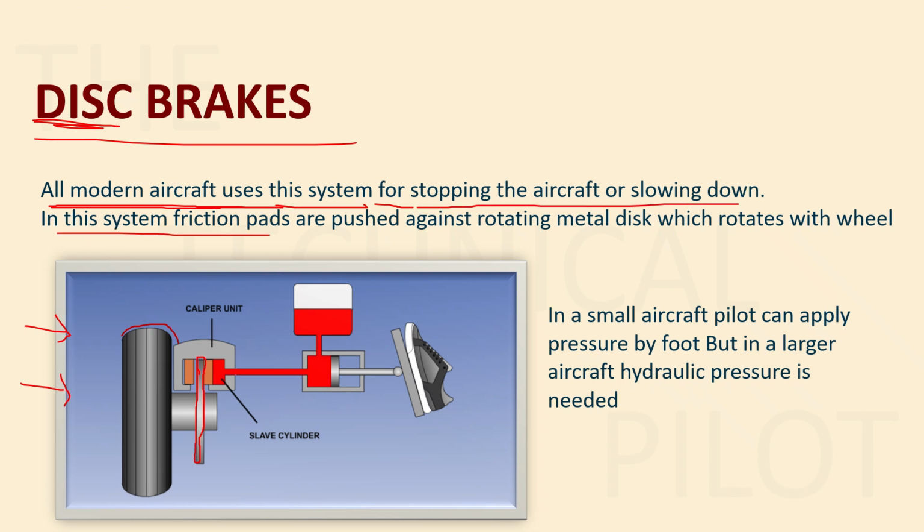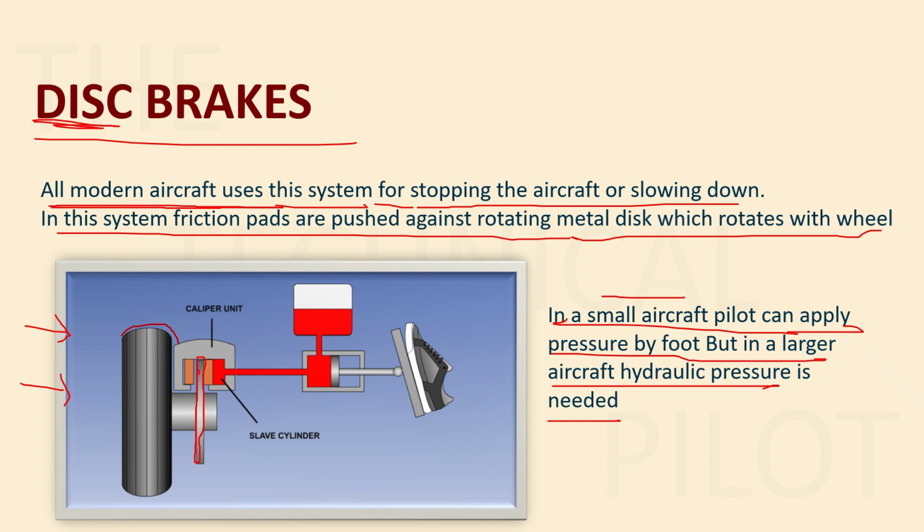In this system, the friction pads are pushed against the rotating metal disc, which rotates with the wheel. Right, I explained this earlier. In smaller aircraft, the pilots can apply the pressure by foot, but in a larger aircraft, you need what? Hydraulics, right? So this is the first thing. In a larger aircraft, the additional component you need is hydraulics. Here you can see a foot being placed, which indicates that the pilot is applying the pressure.